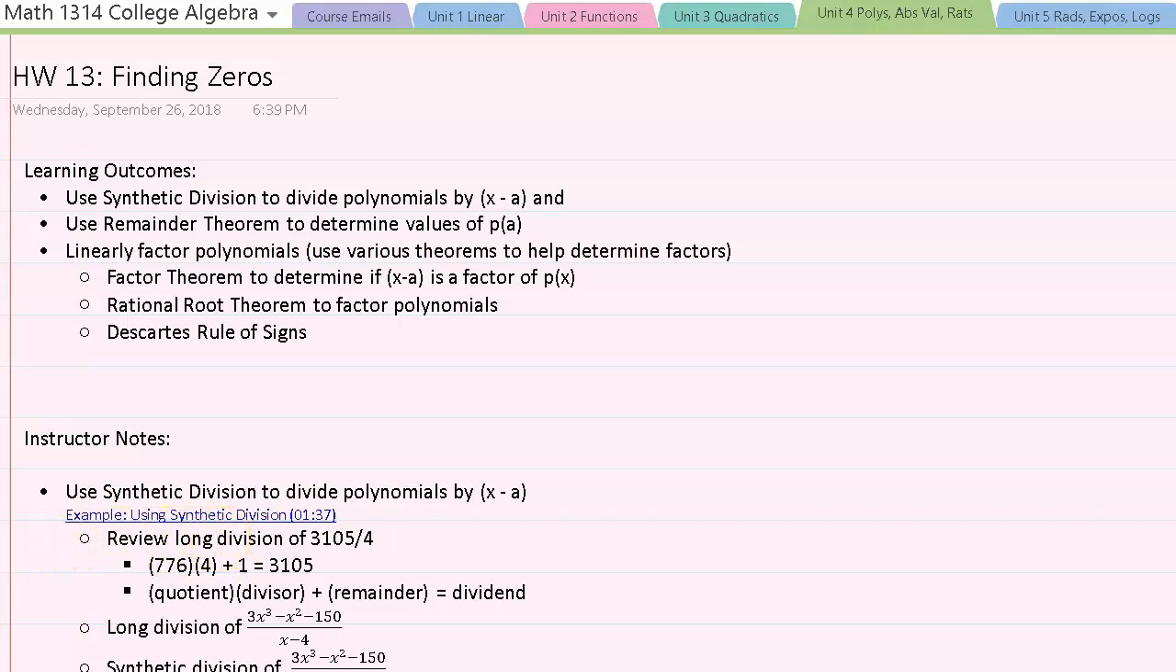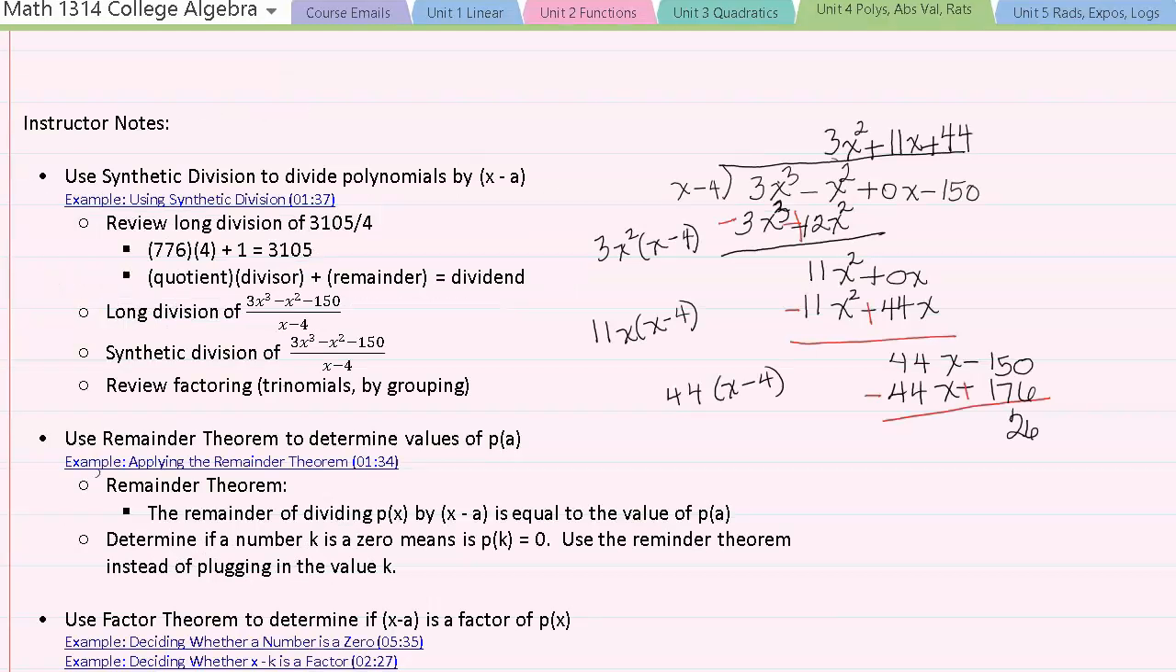The theorems that will help in factoring are the factor theorem, which will determine if x minus a is a factor of the polynomial p of x, and the rational root theorem, which helps decide possible factors for the polynomial.